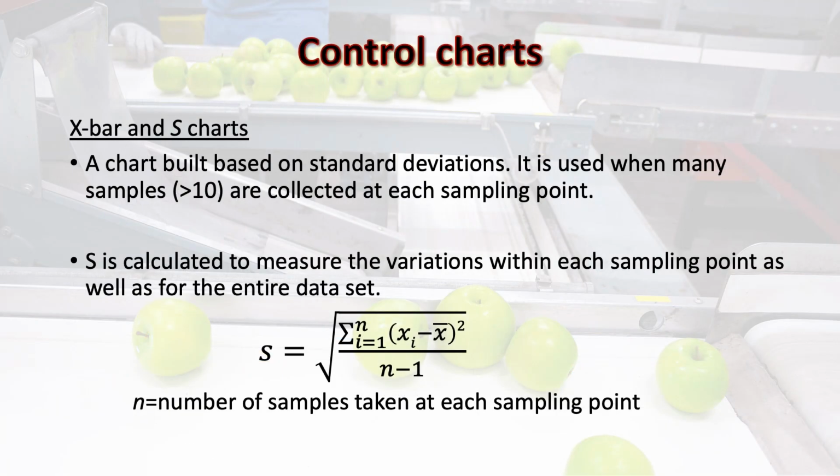When more than 10 measurements are taken at one time point, range is no longer efficient to reflect the changes among measurements. In this case, standard deviation will be used to illustrate the variations. The equation used for calculating standard deviation is listed here, with X-bar representing the average of all measurements taken at each time point. Xi is the individual measurement taken at each time point. N represents the number of measurements taken at each time point.